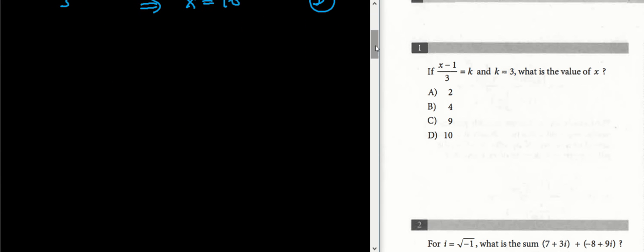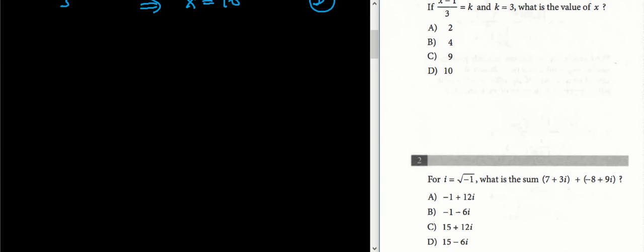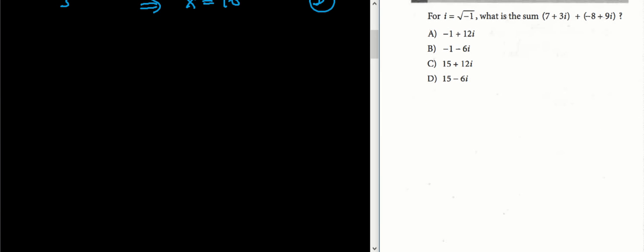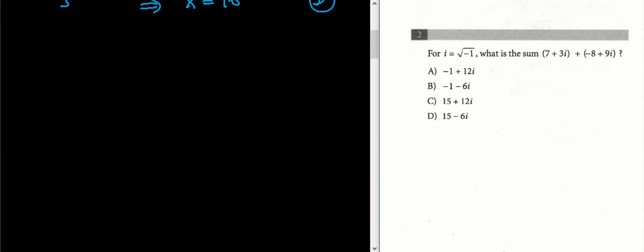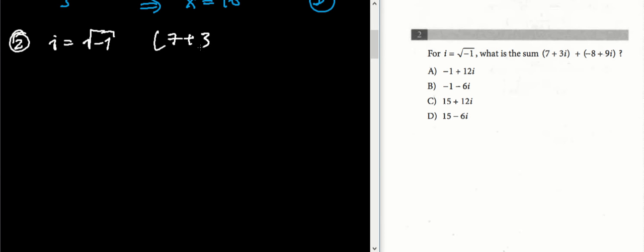Okay, let's move on. Let's get problem 2. In problem 2, we're told that i is defined to be the square root of negative 1. And we're asked to find the sum of 7 plus 3i plus negative 8 plus 9i.